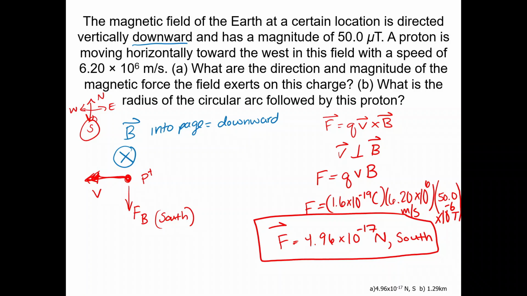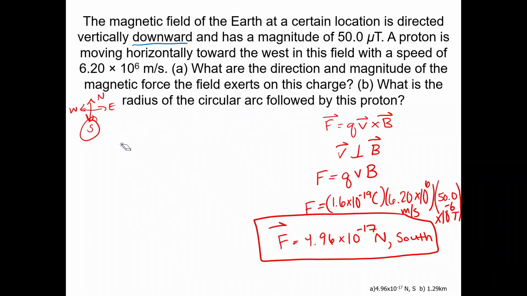So then the next thing I want to do is find the radius of the circular arc followed by this proton. Anytime you're doing this, you need to solve for the radius. The equation for the radius that I showed you before is not on the formula sheet. If you memorize it, good, but you will not get full credit for problems on tests if you do not show the derivation, because you have to start at the equations that are on the formula sheet.